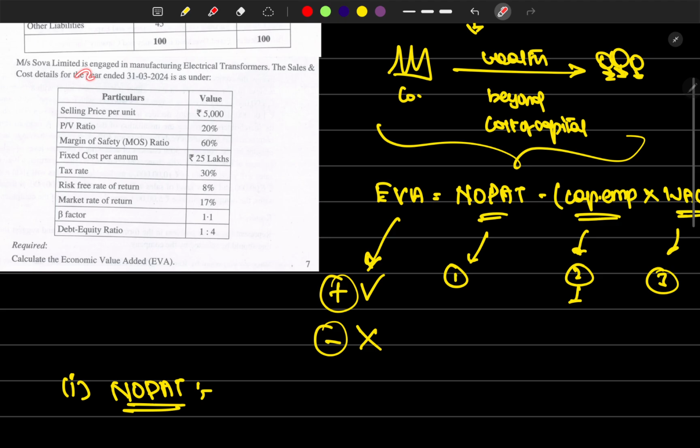Messrs. Sova Limited is engaged in manufacturing electrical transformers. The sales and cost details for the year have been given: the sales price per unit, PV ratio, MOS ratio, fixed cost per annum, tax rate, risk-free rate of return, market rate of return, and beta factor. Beta factor is the company risk. If the shareholder has to invest in a company, apart from the safe bonds, which generate an 8% rate of return, what's the risk rate? The risk rate is 1.1. And the debt equity ratio is 1:4.